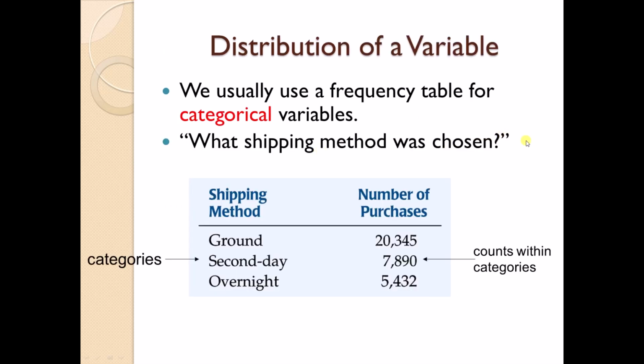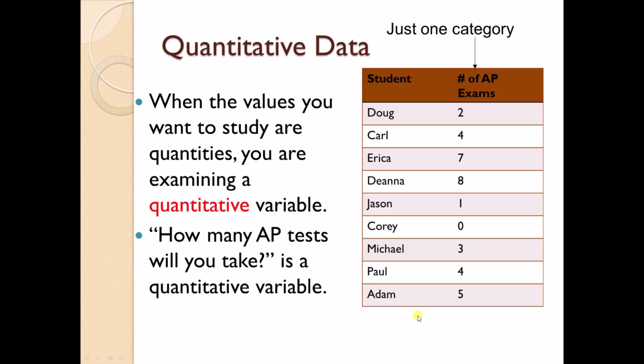Here's another one. This is a frequency table. That's another way to call it for a categorical variable, and this is for shipping method. And here are your categories. They either ship by ground, second day, or overnight, and here are the counts within the categories. So you want your frequency distributions to look good so that people can understand them. Now we could put another column here for percent or proportion. It just doesn't happen to be in this one.